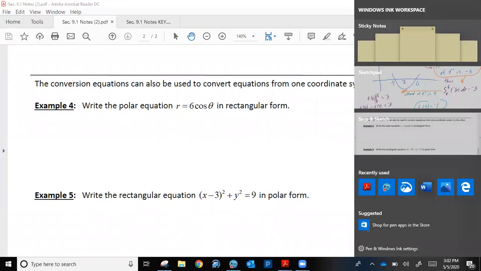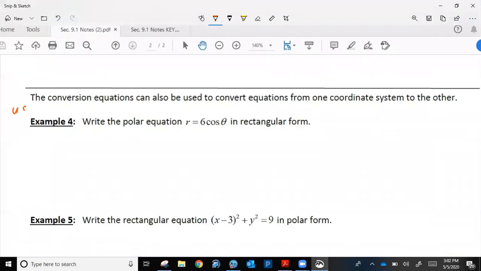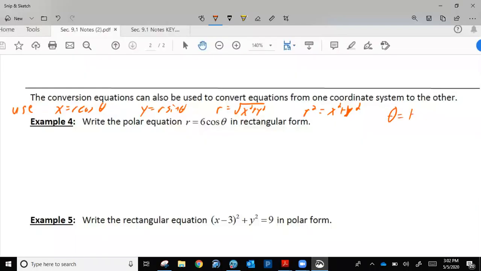If we're converting equations, you want to use these formulas. I'm going to write them out here. Use the fact that we know x is r cosine theta. Use y equals r sine of theta. Use r is radical x squared plus y squared. Use r squared equals x squared plus y squared. These are kind of the formulas from the boxes, the previous problems. Do not use theta equals the inverse tangent of y over x. Do not use that one.